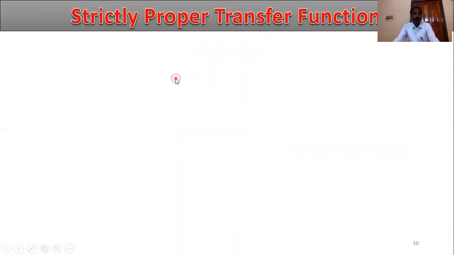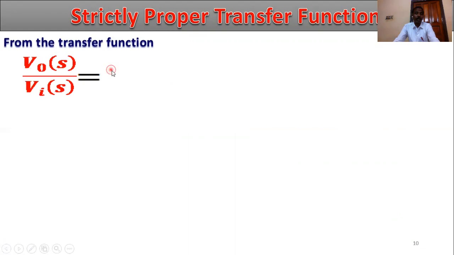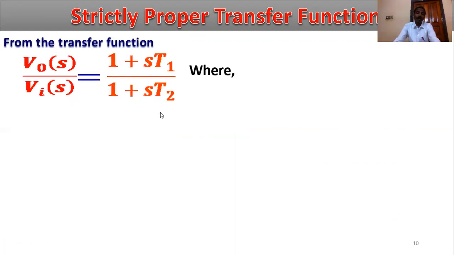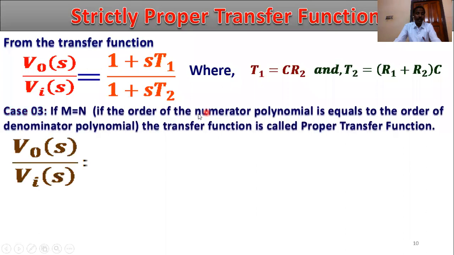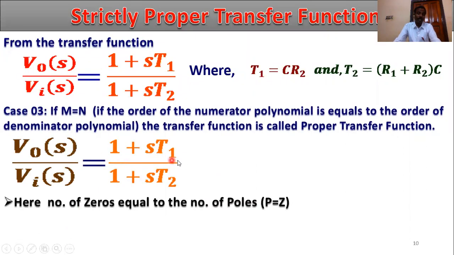And this is a strictly proper transfer function, because in the transfer function V0(s) by Vi(s), the numerator power and denominator power are the same: numerator s power 1 and denominator s power 1. So this is a strictly proper transfer function, where T1 equals C R2 and T2 equals (R1 plus R2) into C. That means M equals N, case number 3. Numerator M equals 1 and denominator N equals 1. That's why this type of transfer function is called a strictly proper transfer function. Here the number of zeros equals the number of poles.